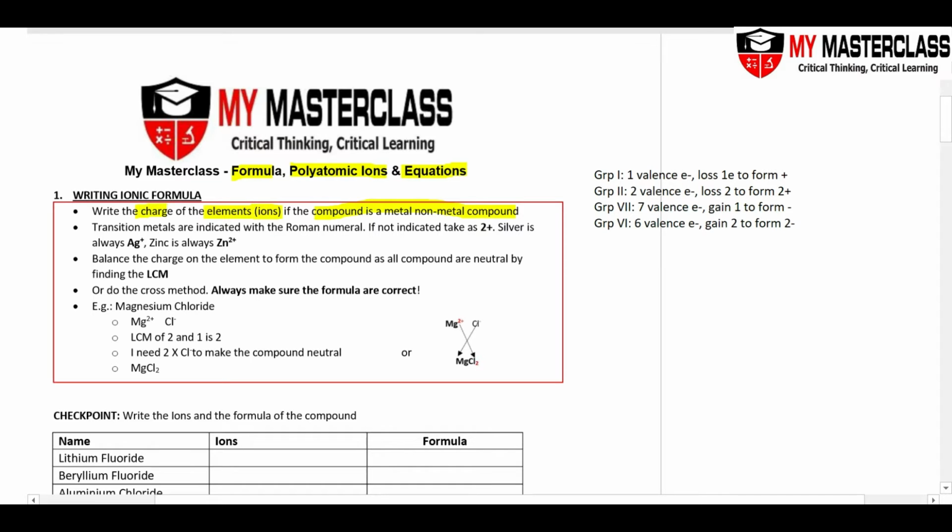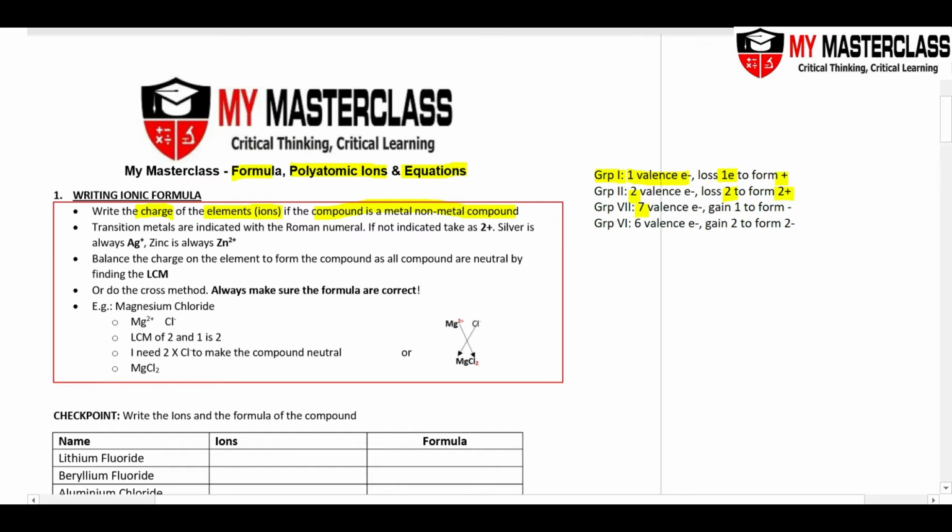Ions means you write the charge of the elements. Recall that all group 1 elements have one valence electron and will lose one electron to form a positive 1 charge. Group 2 has 2 valence electrons, loses the 2 to form 2 plus.